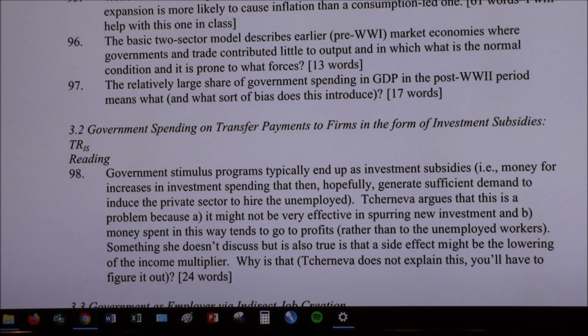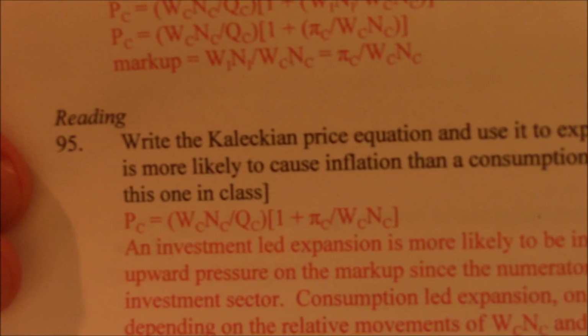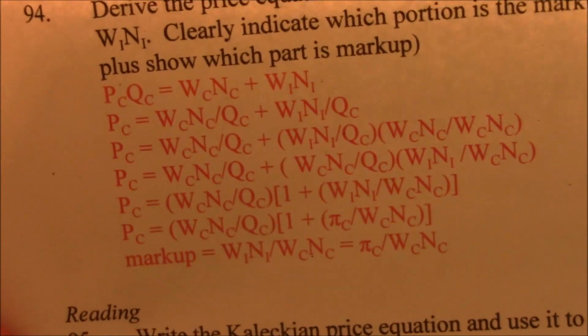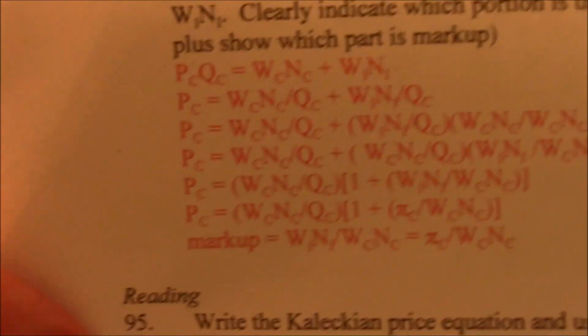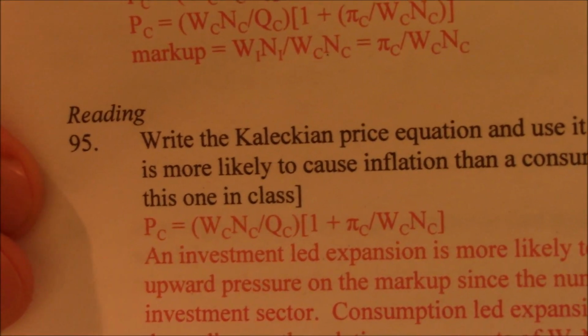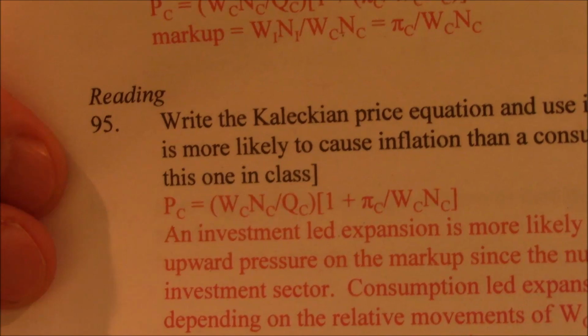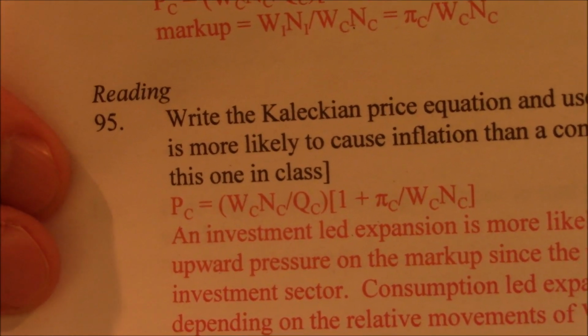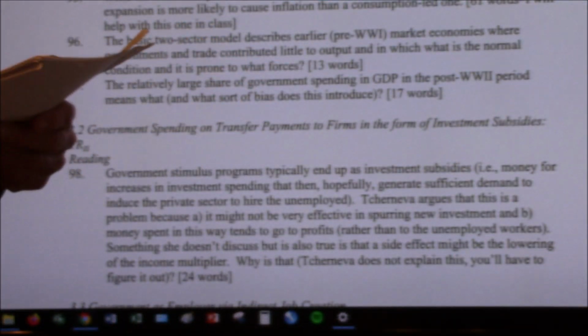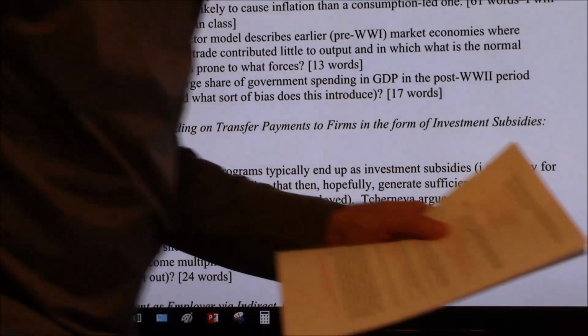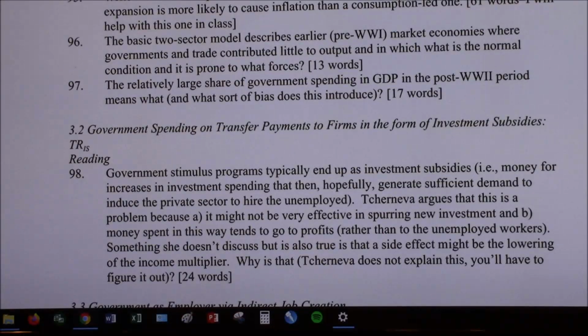To answer this one, the first thing you have to do is write that equation out again, the one that you just derived in the previous problem, 94. So there is the price equation, WC/NC over QC times 1 plus pi C over WC/NC. I'm going to read this to you and then show you the answer. Let me write it on the board over here and I can talk about it that way.